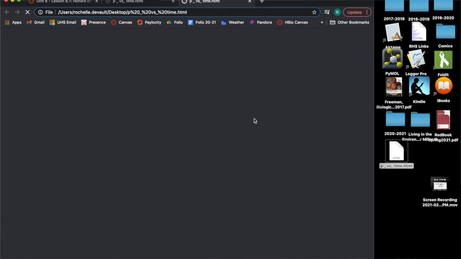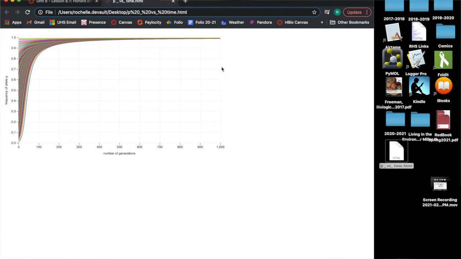So I'm going to click on it. And here are our number of generations on our x-axis, where we go from 0 to 1,000 generations. And then the frequency of the p allele can occur anywhere between 0, where it's not present in the population, to 1, where it's 100% the only allele present in the population. And then we have many colored lines here that show patterns of the frequency of p over time.